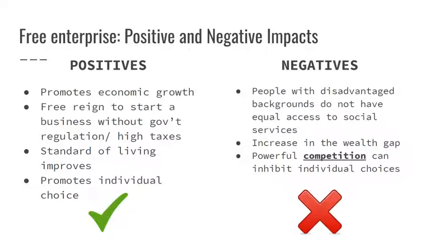The negative parts of free enterprise: people with disadvantaged backgrounds, minorities, or the social inequity of the society may keep people from having equal access to the free enterprise system. It is really easy for someone who is rich to start up a business. If we could all just get a small loan from our daddies of $1 million, we could all become billionaires, maybe even president of the United States.